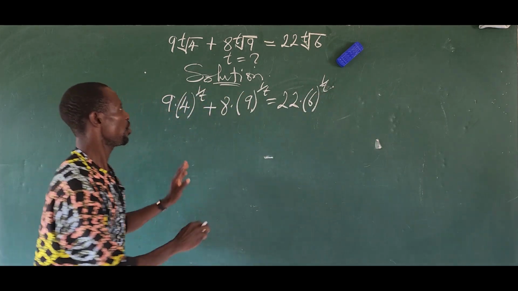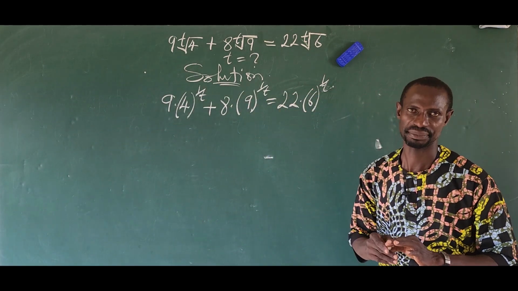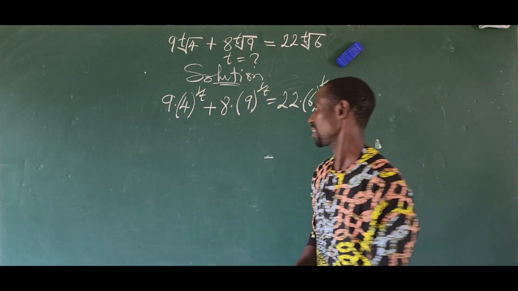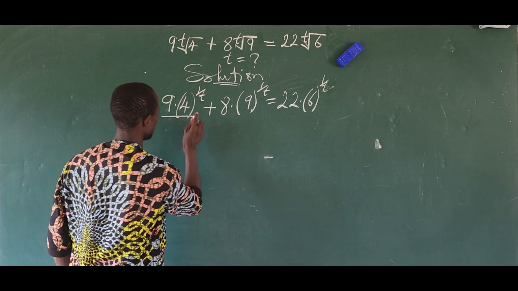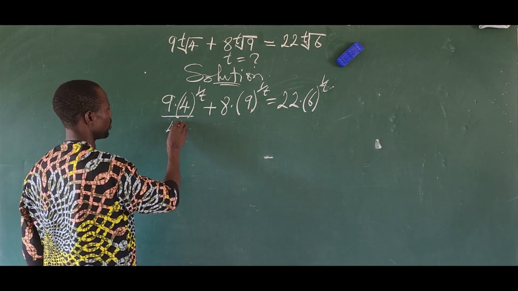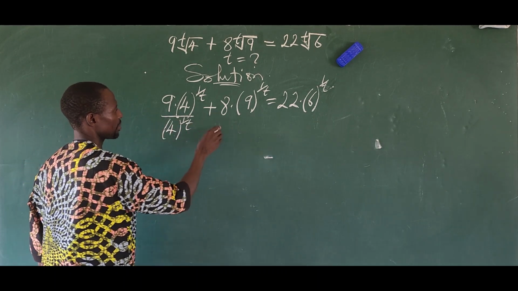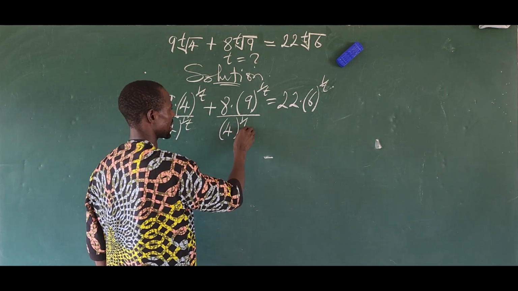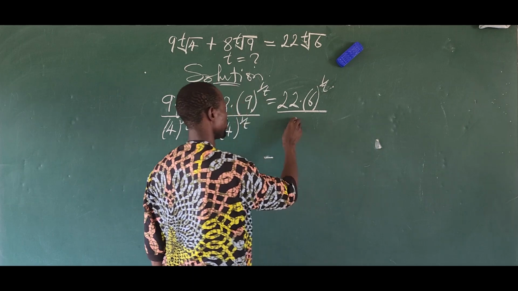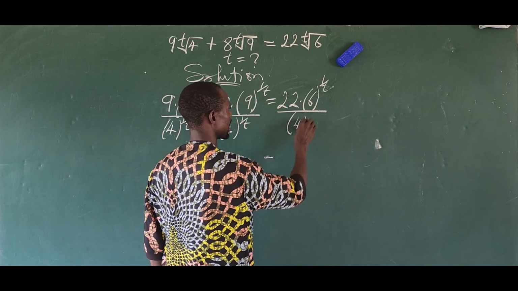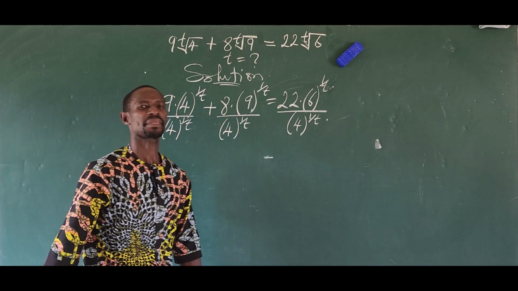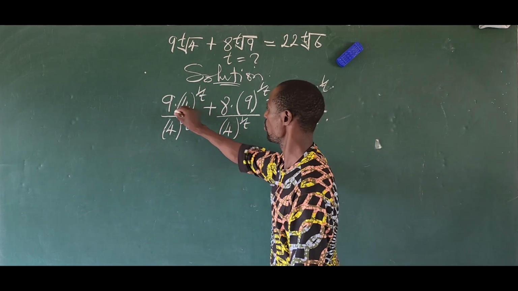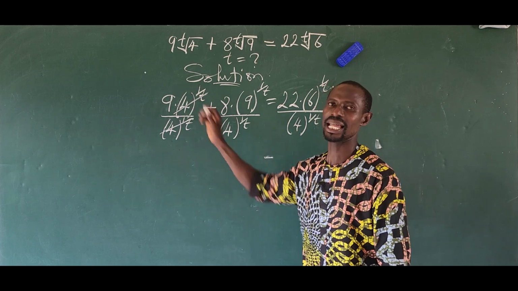Now, with this, I want to divide through by 4 to the power of 1 over t. So let's divide everything here by 4 to the power of 1 over t, and we do the same thing to the right hand side of the equation. Now what happened? This will go with this, so here we are left with 9.